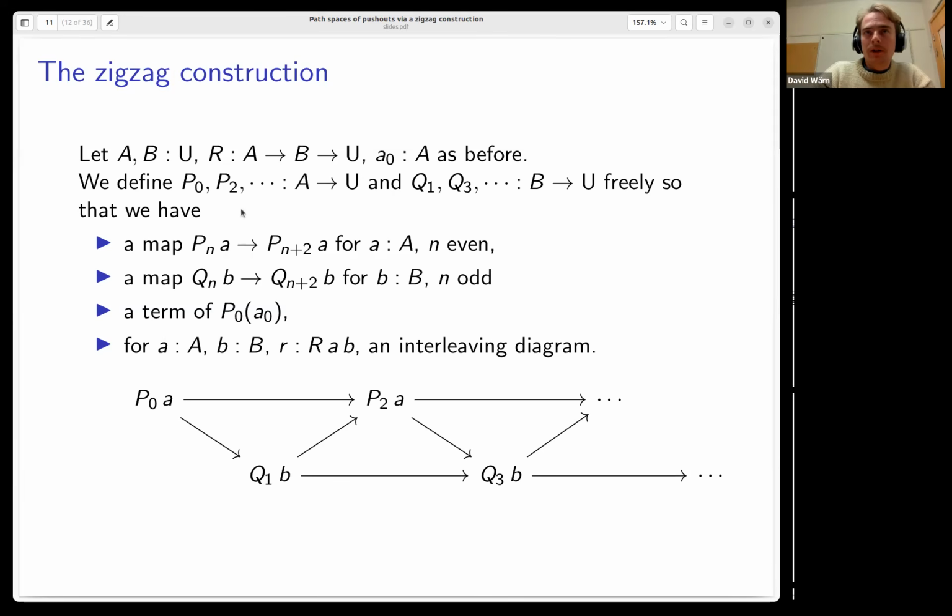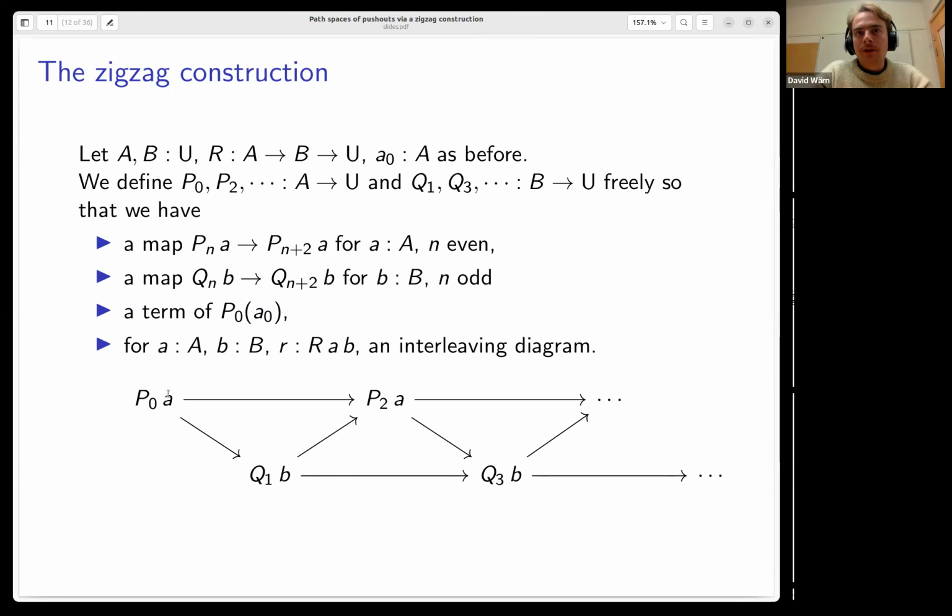So the reason why P is indexed by even integers basically is this fact that if in a bipartite graph you want to take a path from one part to the same part, then you have to use an even number of edges. And if you want to go from one part to the other part, you have to use an odd number of edges. That's why Q is indexed by odd integers.